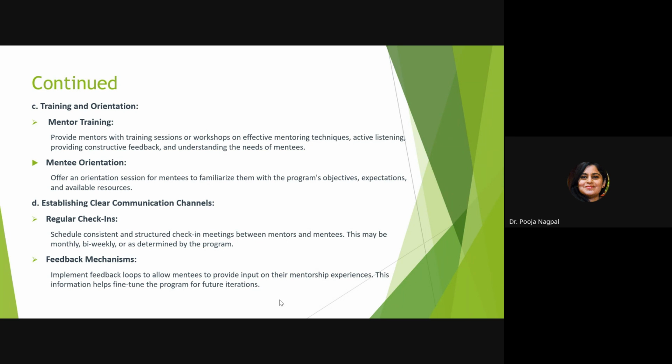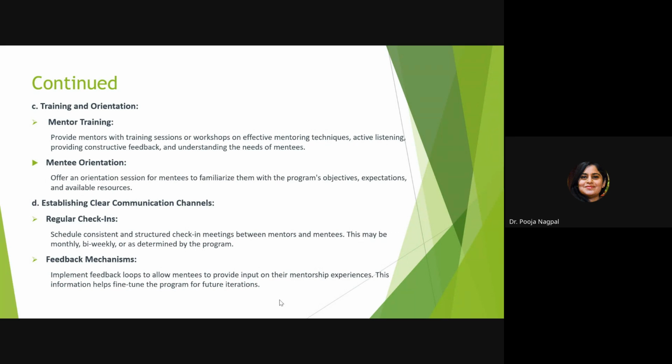Next is mentee orientation. Offer an orientation session for mentees to familiarize them with the program's objectives, expectations, and available resources. Basically, this mentee orientation is for new students, because final year students are already past it, just like we do orientation for first year students. The same is the concept for the mentee orientation. You can include this one point with the overall orientation.